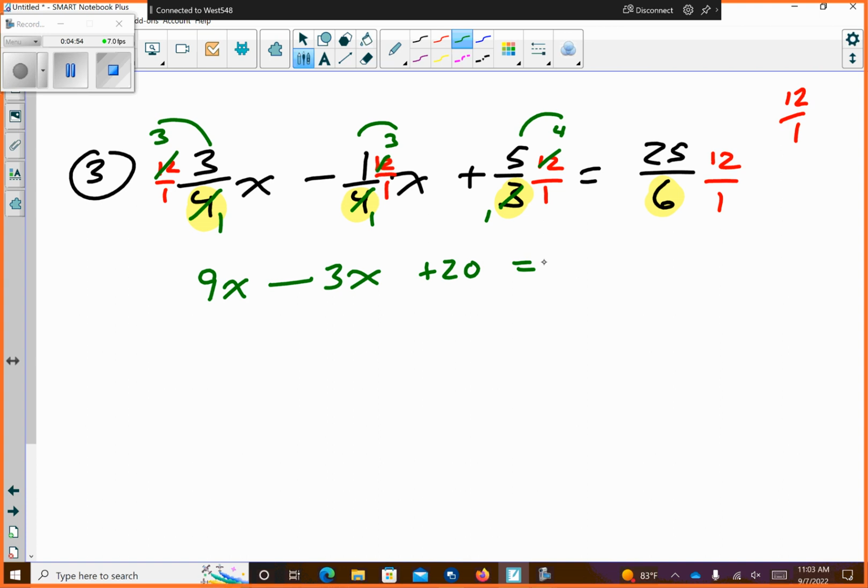Equals. And then the very last one, 6 goes into 12 how many times? 2. So what does this result give us? 50. Very, very good. Thank you so much for your help, my friends.